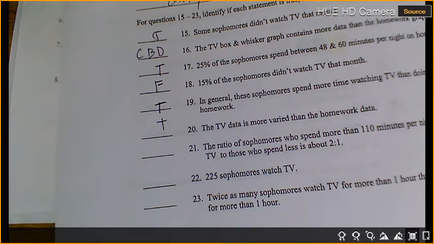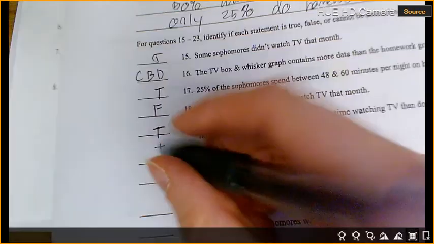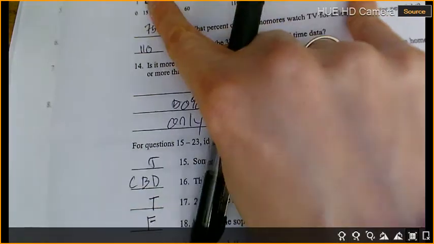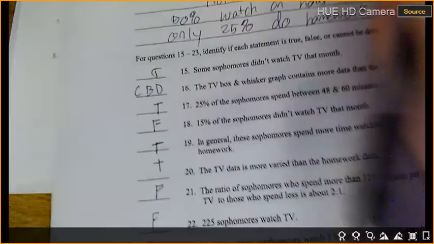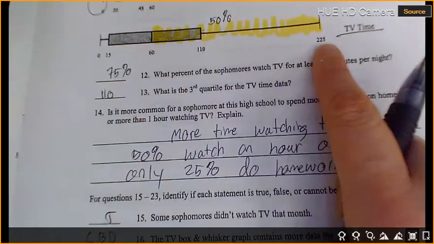The ratio of sophomores who spend more than 110 minutes per night watching TV to those who spend less is about 2 to 1. So that's false. If you're looking for a 2 to 1, this is 75 and this is 25. That's not a 2 to 1 ratio. It's more like a 3 to 1 ratio. 225 sophomores watch TV. This is false. That's not how many people watch TV. That's how many minutes somebody watched TV. So that's why this is false.